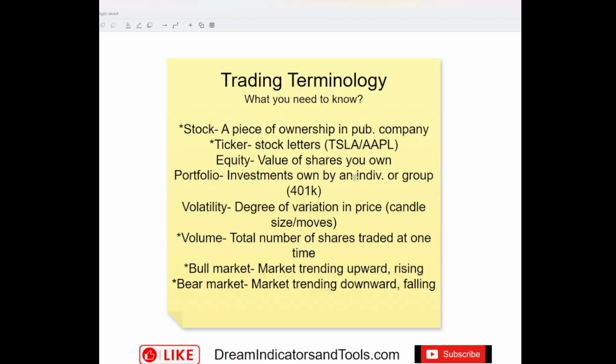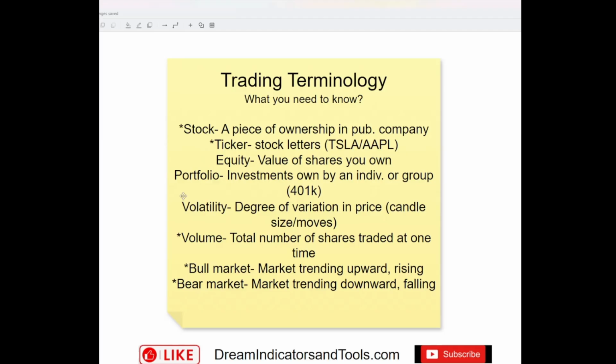So your portfolio is an example of your investments. It can either be individually owned or group owned. So if any of you have a 401k, that would be an example of what is inside of your portfolio. So you may have multiple different products. You may have multiple different stocks. You may have funds and things like that. That all represents your personal portfolio.